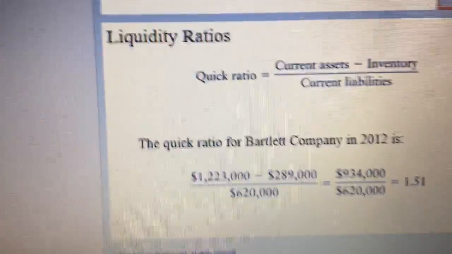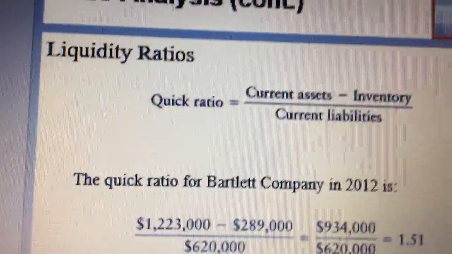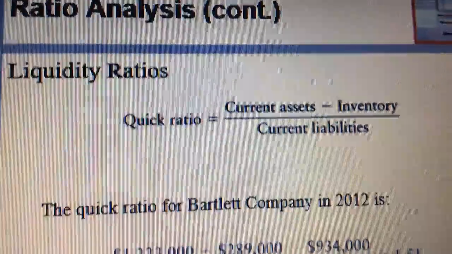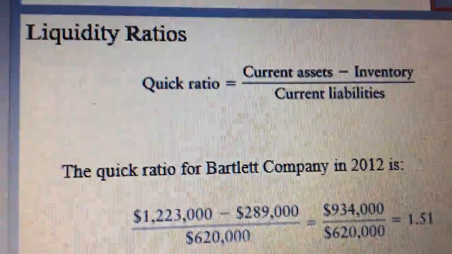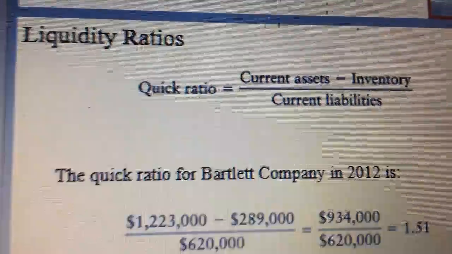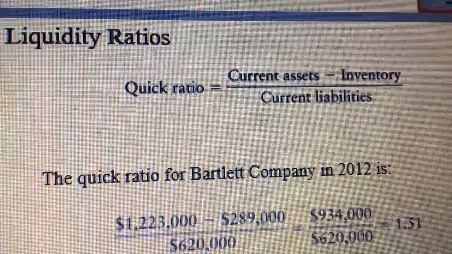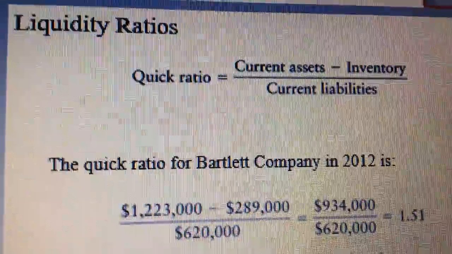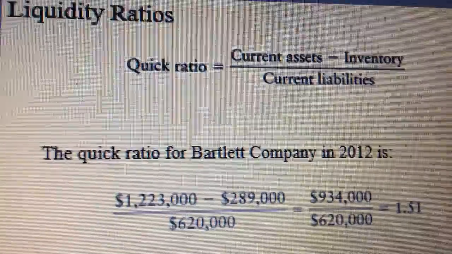Okay, what we call the quick ratio. In that formula, you take the current assets, but you subtract out inventory, because you have to sell inventory to be able to get your cash, so it takes longer. So if you want to see just what you have in the quickest form of your ratio, your cash available, subtract out the inventory there.